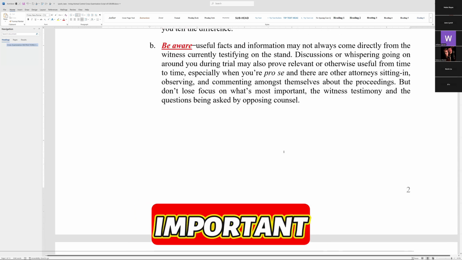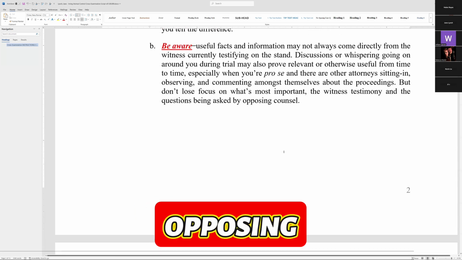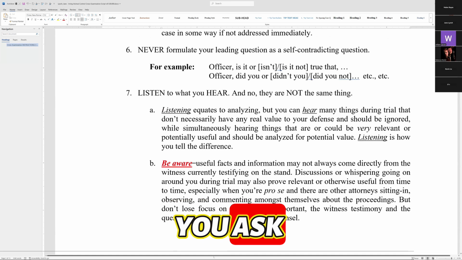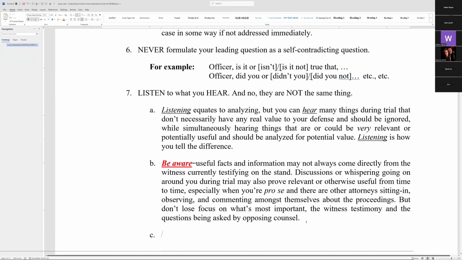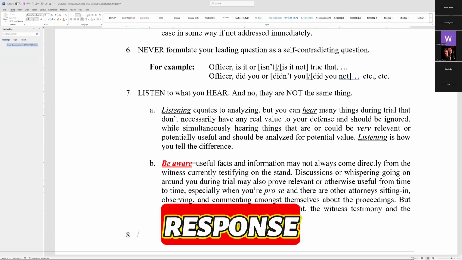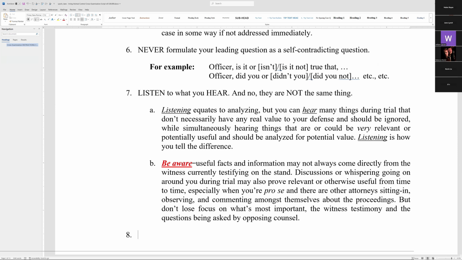Now, what's important about listening to what's being asked by opposing counsel? To make sure you ask questions related to that, to deny it or to disprove it. No, that would be the answers that are being given in response, would it not? But also too, what to object to. Yeah. Correct.